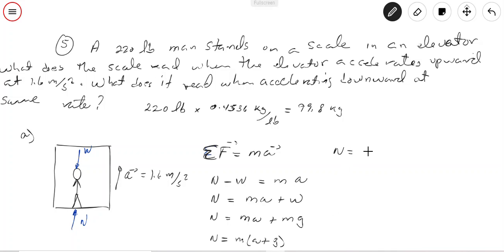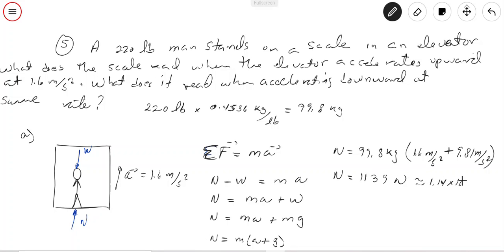So the normal force is equal to the mass, 99.8 kilograms, times the acceleration, that is 1.6 meters per second squared, plus the gravity here, that is 9.81 meters per second squared. So when you find the normal force, this will be equal to 1,139 newtons. In scientific notation, it's 1.14 times 10 to the power of 3 newtons.